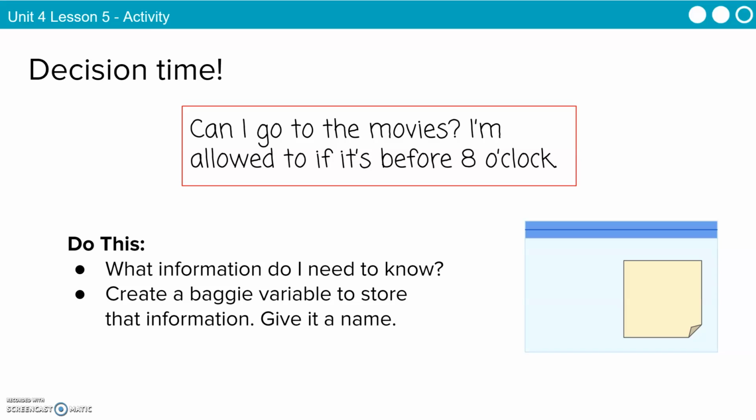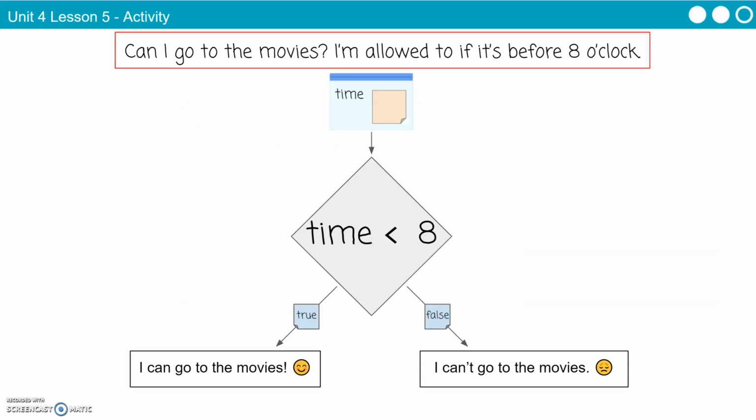So here's the idea of, can I go to the movies? I'm allowed to go if it's before 8 o'clock. Now let's figure out how a computer would code that to figure out if that would be true or false. So what information do you need to know? That's what you're going to create your variable for. And then you've got to figure out what information you're given. That's what's going to go on your sticky. And then you can do a comparator, like greater than or equal to, or less than or equal to, to decide if it's true or false.